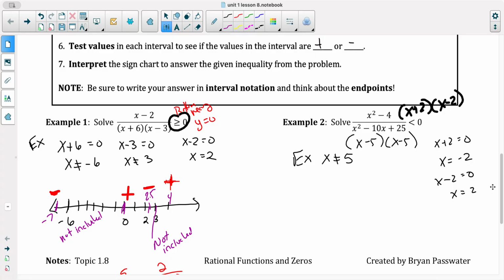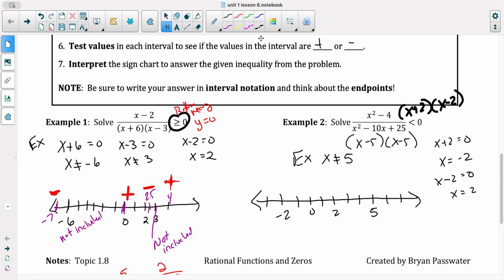And that would be 2 and -2. Okay, so again, number line. I have to go all the way to -2. So -2, -1, 0, 1, 2, 3, 4, 5, and then beyond because I actually have to check.